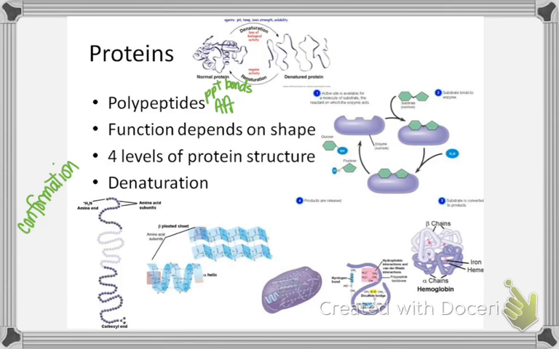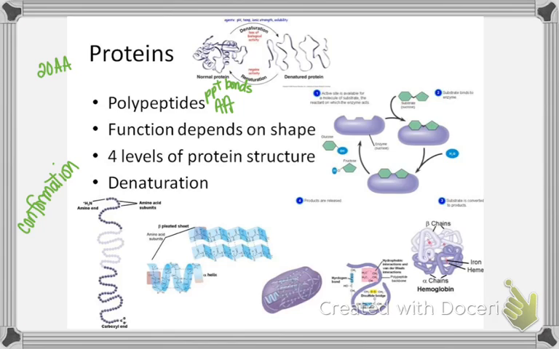You only have 20 amino acids that make up all of our proteins. It's just a matter of them being in a different order, mainly, just like letters of the alphabet, different lengths, different orders.